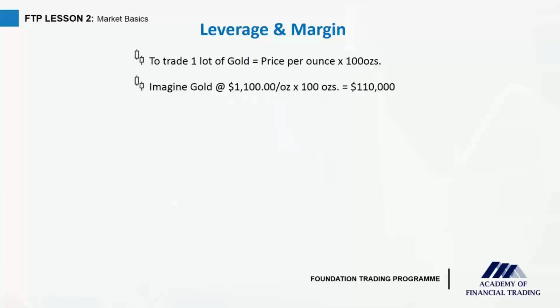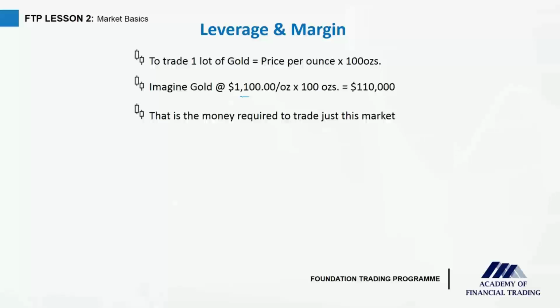So imagine that you wanted to trade one lot of gold. And imagine, like I've said already, if the price of gold in this instance was $1,100 per ounce. And that's pretty much actually bang on, I believe, with where it is at the moment. So if it was trading at $1,100 per ounce and you were to trade 100 ounces, if you wanted to trade the physical metal, the physical asset that is gold, you would have to put down $110,000.